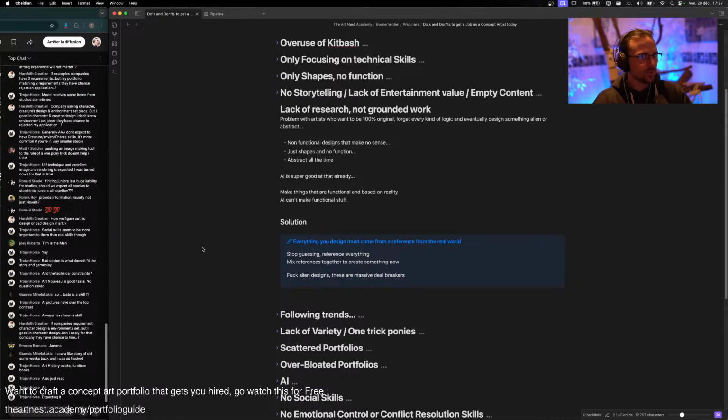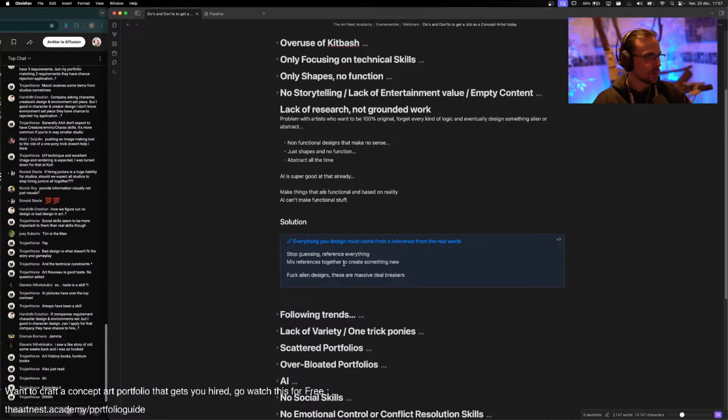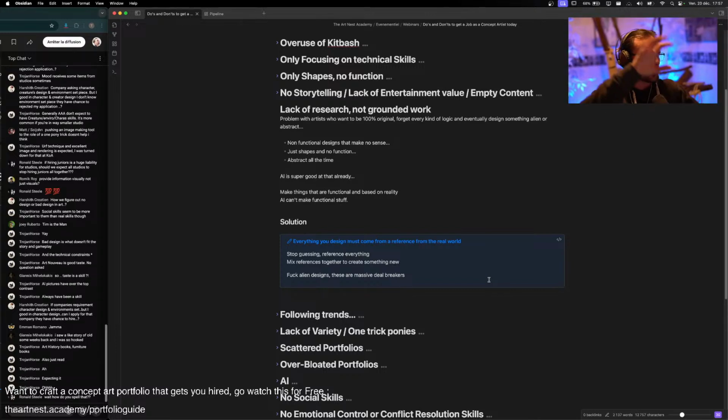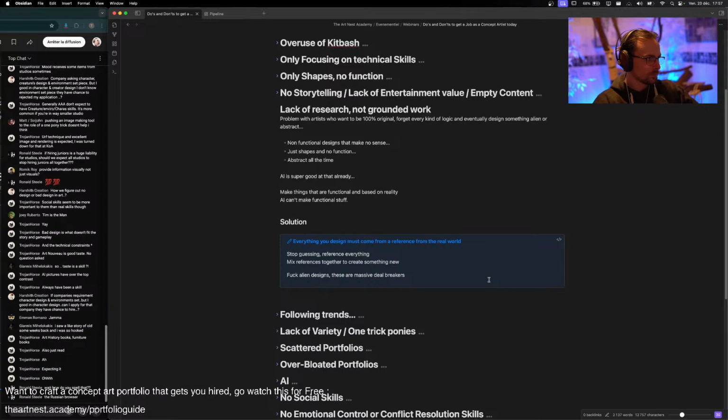So the solution: everything you design must come from a reference from the real world. Stop guessing, reference everything. And you need to mix references together. Let's say you want to design a belt. Pick a reference of a belt for the functionality and pick maybe an Art Nouveau pattern for the engravings on it and mix them together. That's an example I give to the mentees all the time. Imagine French Renaissance type of clothing, like the courtesans of the king, mixed with goldfish. That's how you create an interesting idea.